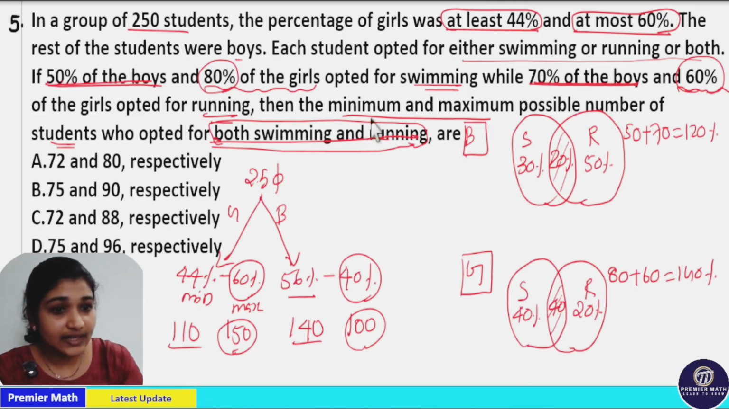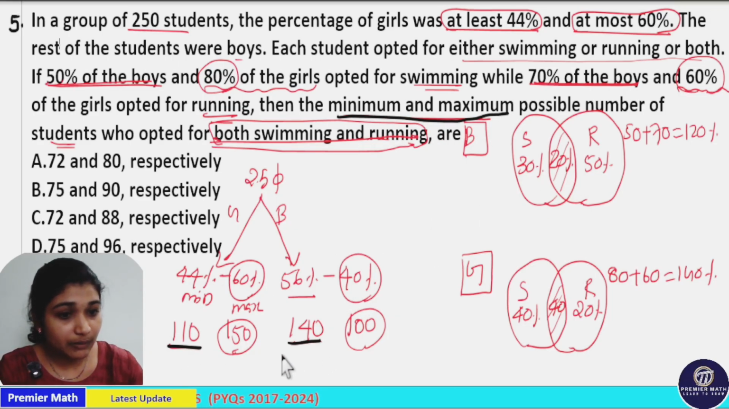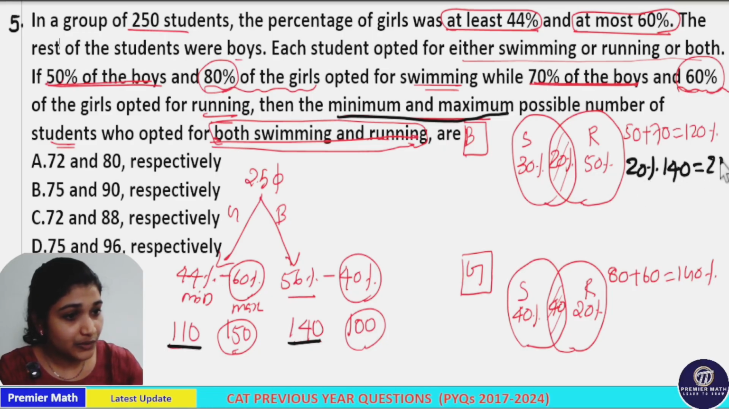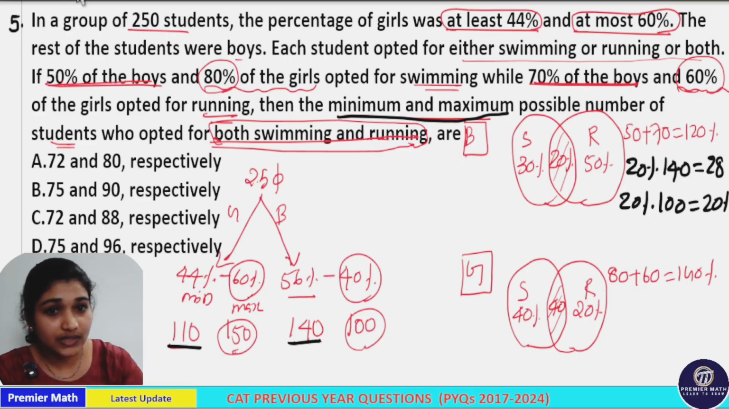Now we need data representing minimum and maximum possible number of students. Here we have minimum and maximum data. So here both swimming and running is 20% from boys. So 20% of minimum means with respect to 110, minimum boys means 140. So 20% of 140 is equal to 28. 10% is 14, then 20% is 14 into 2, 28. Same way, 20% with respect to 150, both are 100. So 20% of 100 is 20.